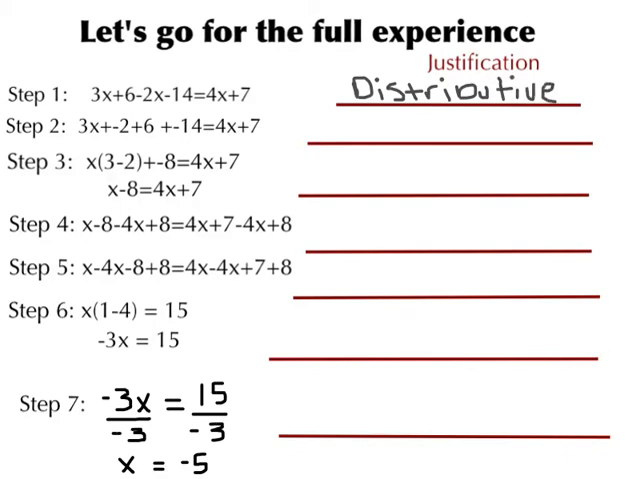The second property, step 2, basically all they're showing us is that we're taking my 2x and sliding it over to the left, my 6 and sliding it over to the right, making sure that my like terms are together and my like terms are together. And we're allowed to change order like that because of the commutative property.